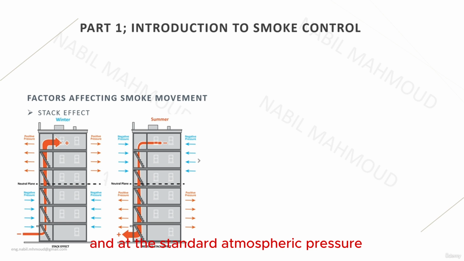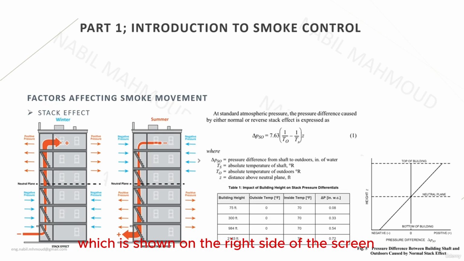And at the standard atmospheric pressure, the pressure difference caused by either the normal or the reverse stack effect can be expressed through the equation which is shown on the right side of the screen. This equation equals delta P for the stack effect equals 7.63 multiplied by the inverse of the temperature difference between the indoor temperature and the outdoor temperature multiplied by Z. And Z is the distance from the neutral plane. So if you also refer to the table below, which is table 1, you can see that this table summarizes the effect of the stack effect in a numerical way.